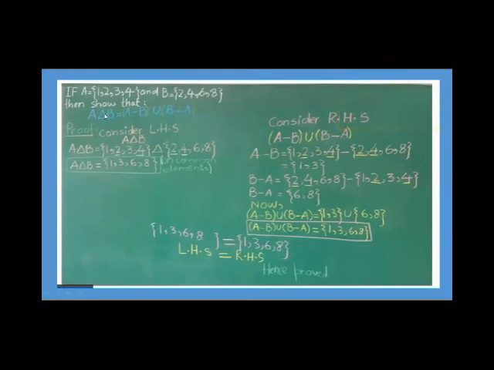For finding the symmetric difference, we have this question. Set A, whose elements are 1, 2, 3, 4, and set B, whose elements are 2, 4, 6, and 8. Then show that A delta B equal to A minus B union B minus A. Question will be given in the same form.